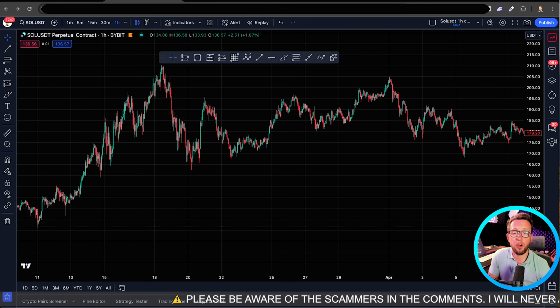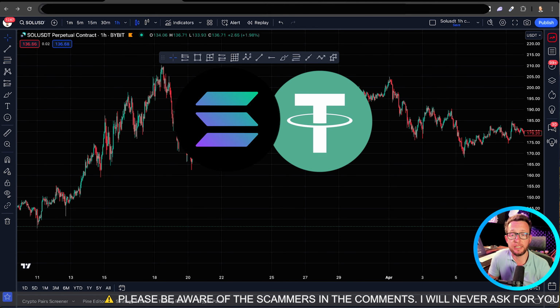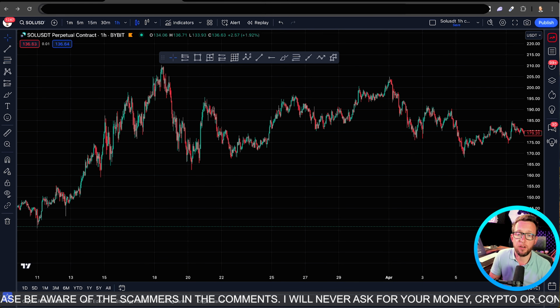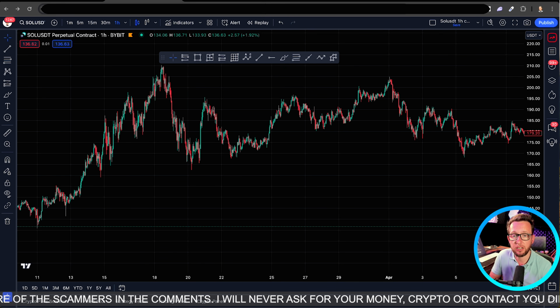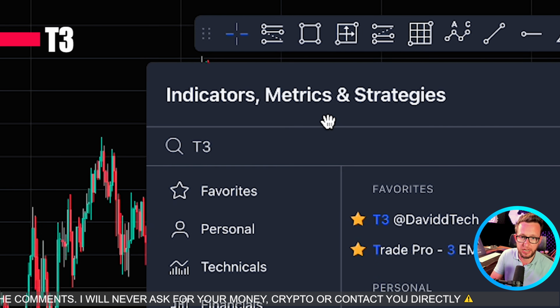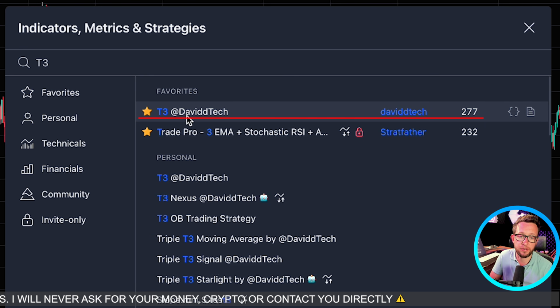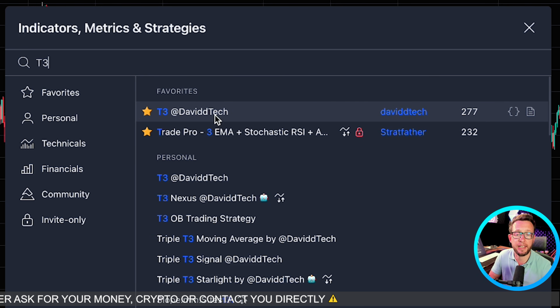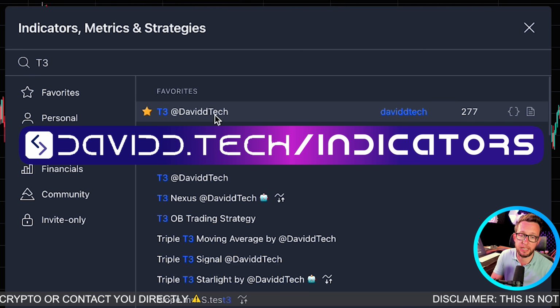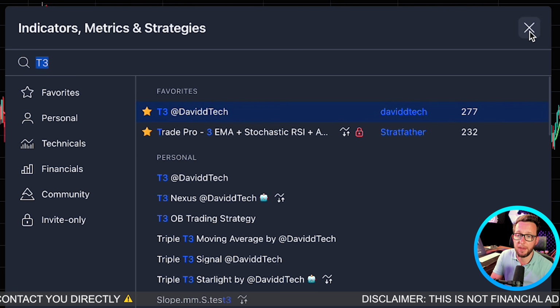Right, here I am on my computer on SOL USDT on the 1 hour time frame. We're going to be adding our first indicator, which is going to be our baseline indicator. So we're going to go to indicators at the top here, and we're going to type T3. We're going to be using T3 by David Tech. If you haven't already got it, it is a free indicator that you can get from david.tech/indicators. Hit click here and it will add an MA to your charts.